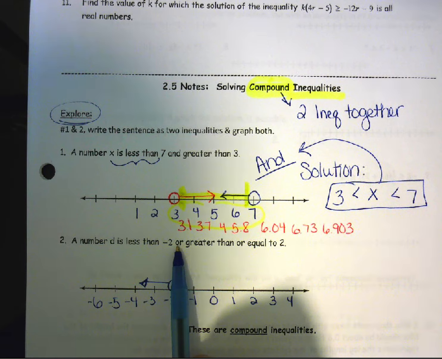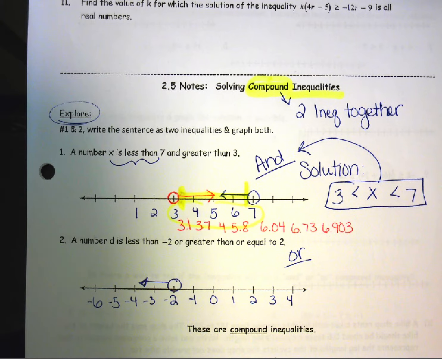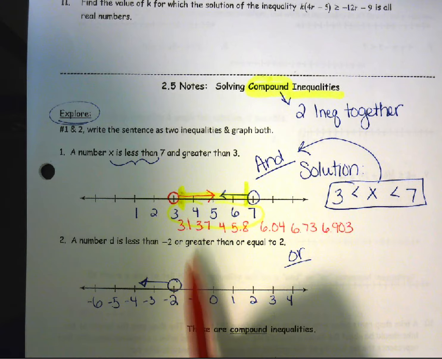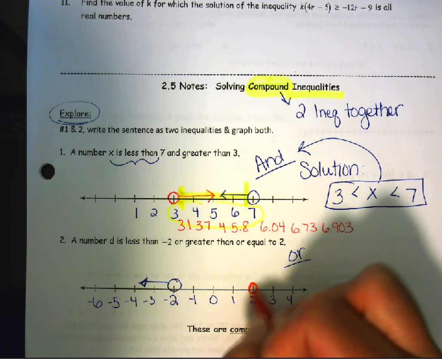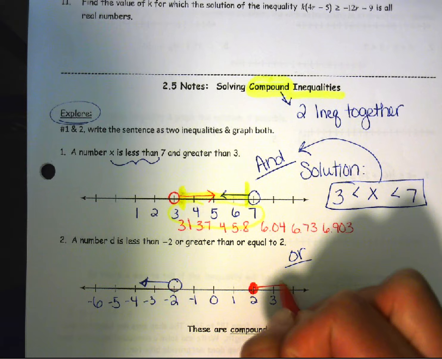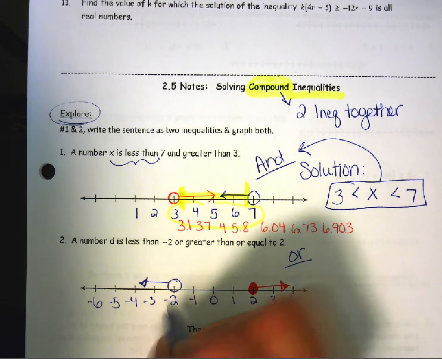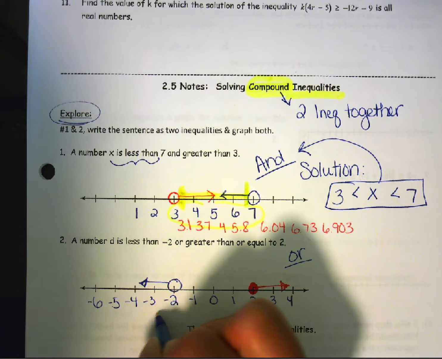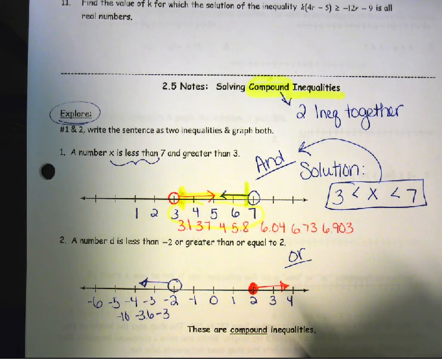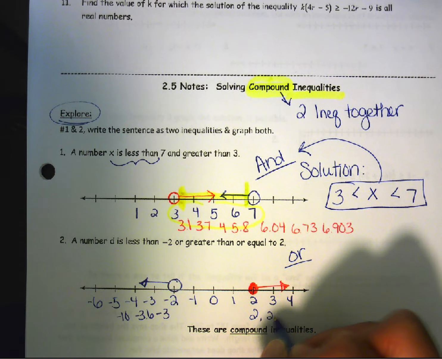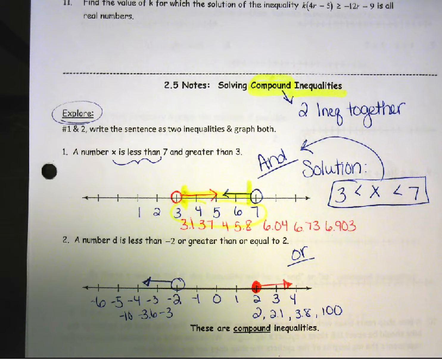Or, see the difference there? The other style is the or style. Or it is greater than or equal to 2, so it can be 2 and bigger. But again, look at all these possibilities. It can be -3, it can be -3.6, it can be -10, it can be 2, it can be 2.1, it can be 3.8, it can be 100. Again, that is quite a bit of numbers.